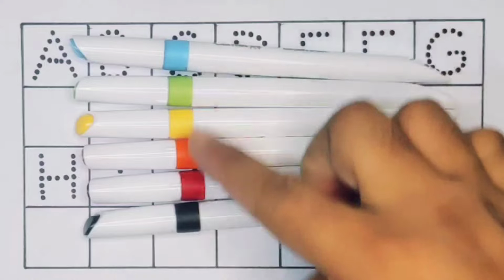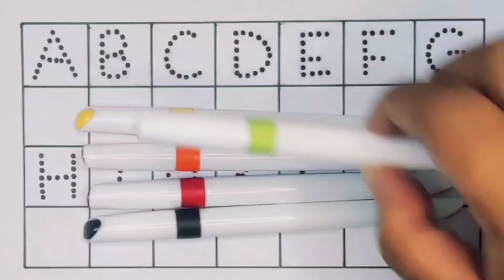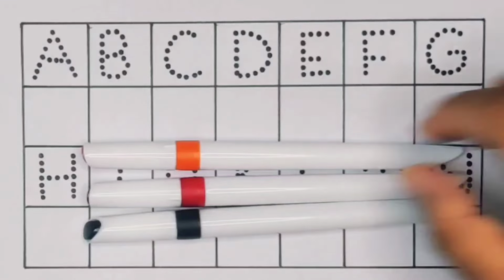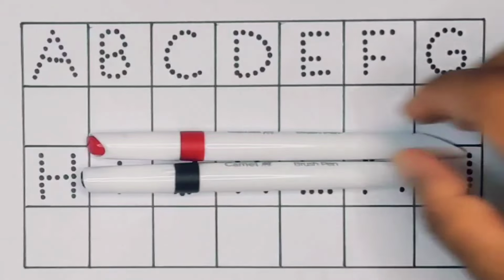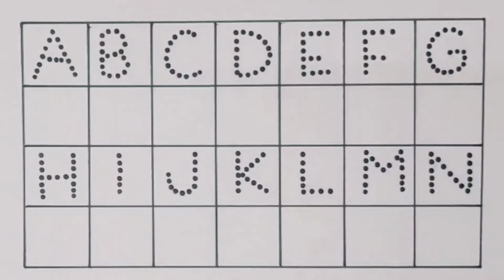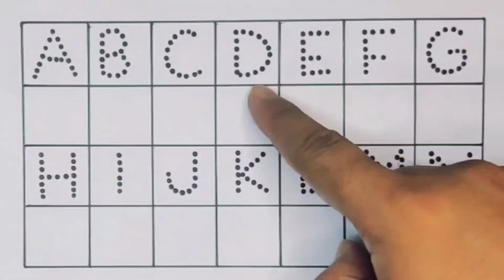First we're going to know the color names: sky blue color, green color, yellow color, orange color, red color, black color. Now let's learn the alphabet A, B, C, D.